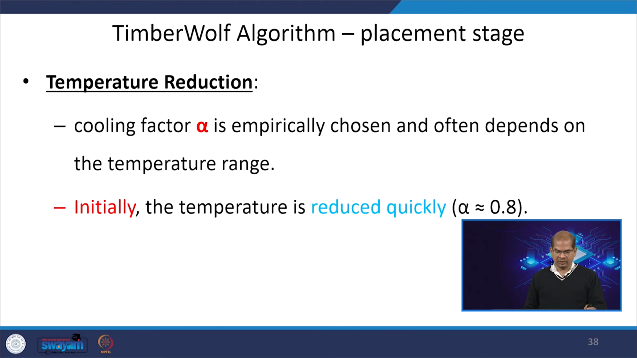So, we have the cooling factor alpha, which is empirically chosen, basically depending upon our experience, and that alpha will help us find our solution easily. Initially, the temperature is reduced quickly using alpha equal to 0.8.